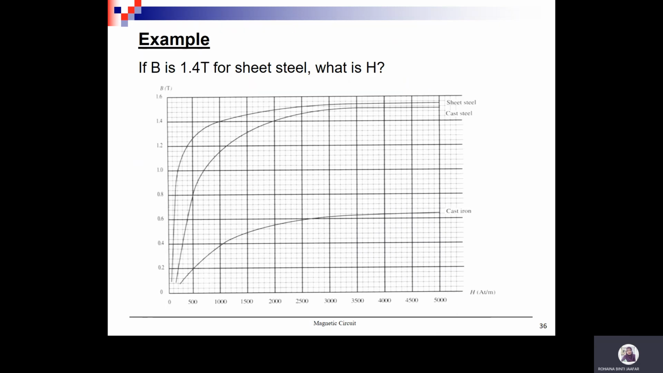Okay, so how to read the BH curve? For example, B is equal to 1.4 Tesla for sheet steel. What is your H? You have to understand how to read the curve. First, identify the material used for your core. Here they use sheet steel, so just refer to the sheet steel curve. Your B is 1.4, and the y-axis is your B, so 1.4 here.